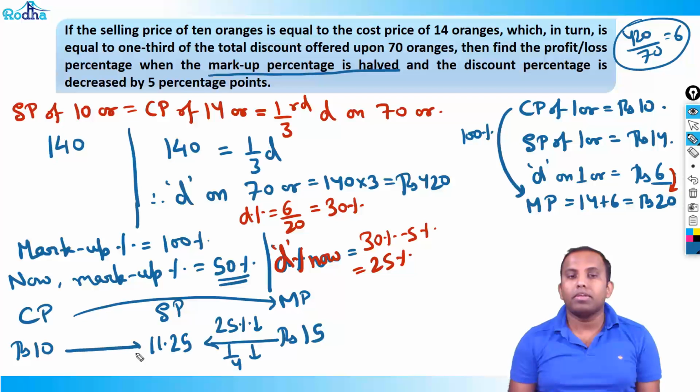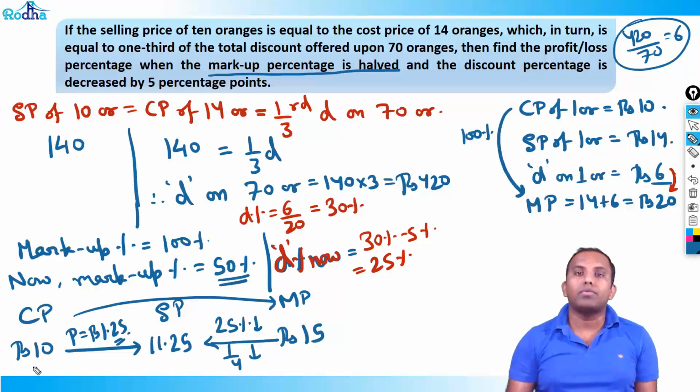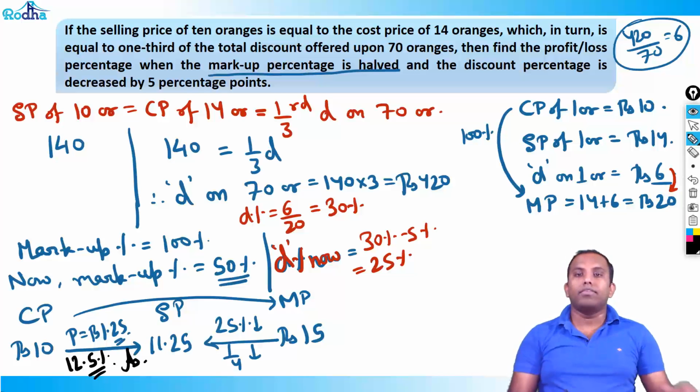So what is the profit percentage? CP is 10, SP is 11.25. The profit is rupees 1.25. 1.25 on 10, that means 12.5 on 100. So 12.5 on 100 means what? Therefore, the profit percentage is 12.5%. So 12.5% is the answer for this question.